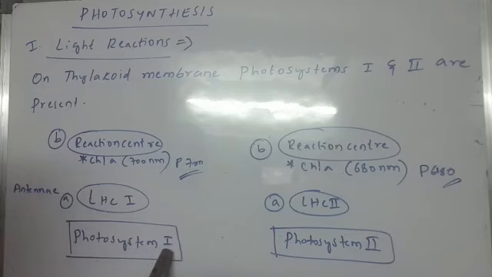Why is photosystem 1 known as 1? Because this photosystem was identified first, that is why it has been given the Roman number 1. Why is this called photosystem 2? This photosystem was identified on the thylakoid membrane later, so that is why it got the number photosystem 2.